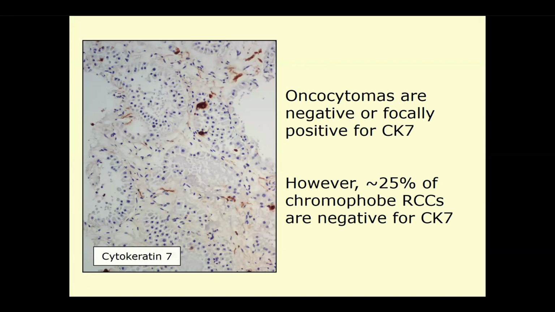For the differential diagnosis between chromophobe and oncocytoma, immunohistochemistry can sometimes help. Cytokeratin 7 is the main stain that we would use. Oncocytomas are negative or very focally positive for cytokeratin 7. So here you just have a few scattered positive cells. Most chromophobe carcinomas will be diffusely positive for cytokeratin 7, but the problem is that about a quarter of them will be negative. So if you have a negative stain, it really doesn't help in that differential diagnosis.